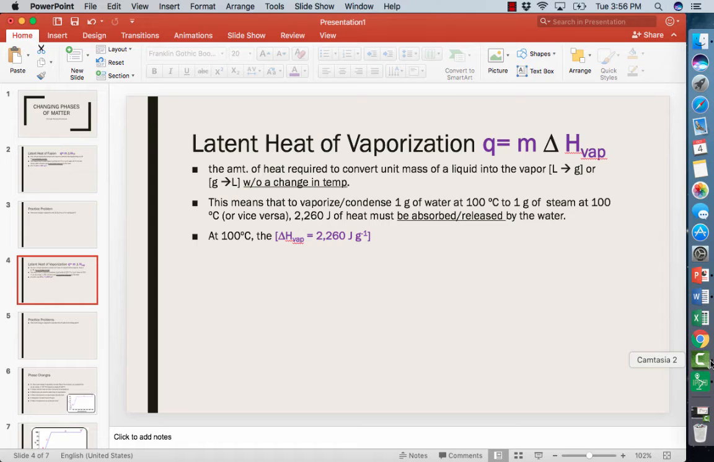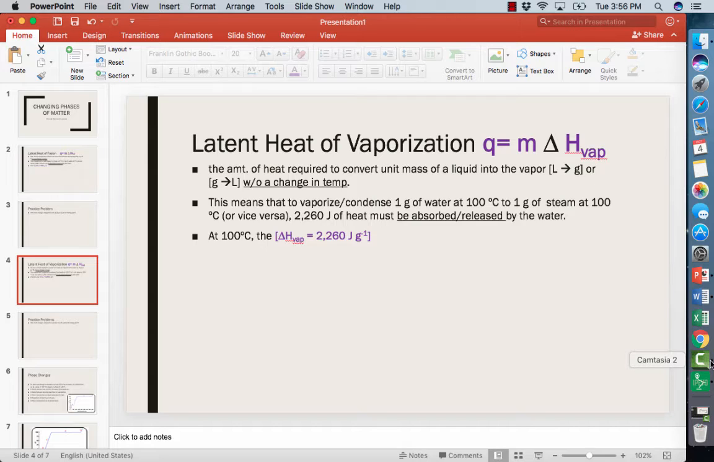The next term that we need to know is latent heat of vaporization. So vaporization is how much energy is required to go from a liquid to a gas, or vice versa from a gas to a liquid, again without changing temperature. You notice the equation is the same. The only thing that changes is the word VAP, or vaporization, instead of delta H of fusion. So same equation, Q equals the mass times the delta H vaporization.